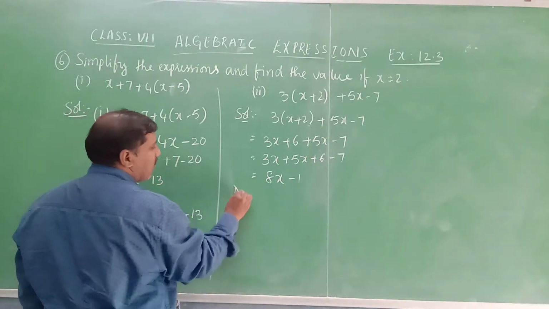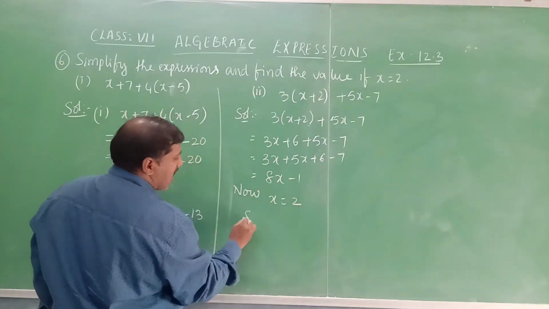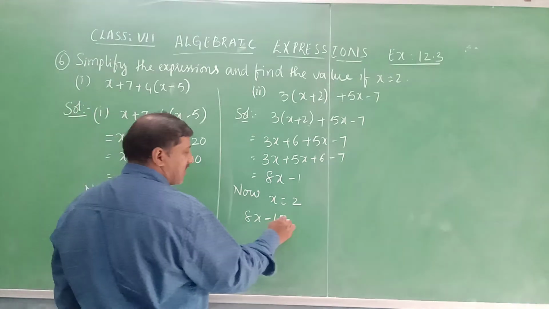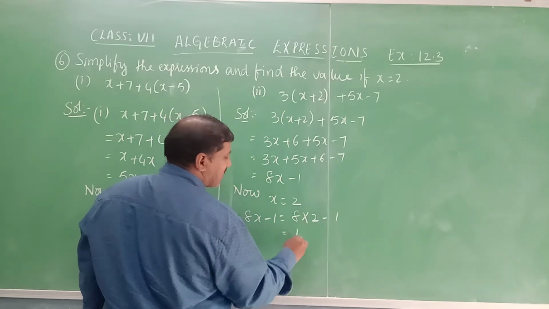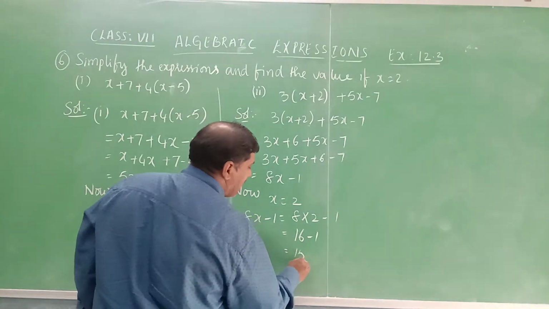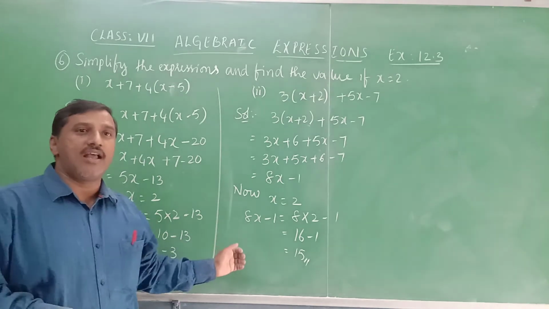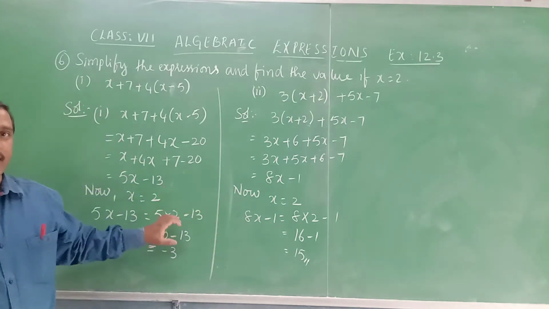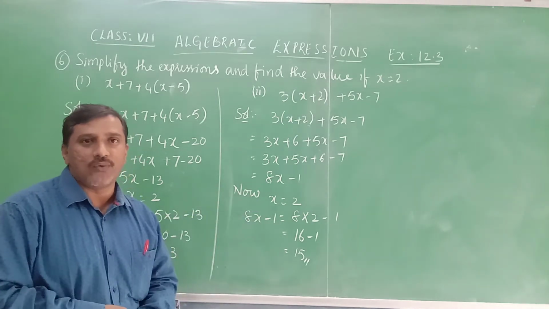Now find its value. Here it is given x is equal to 2. Therefore 8x minus 1 is equal to 8 into 2 minus 1. 8 twos are 16, minus 1, 16 minus 1 is 15. So like this, first we will simplify the algebraic expression, then we will find its value by substituting the value of the variable in the place of the variable, and on simplification we get its value.